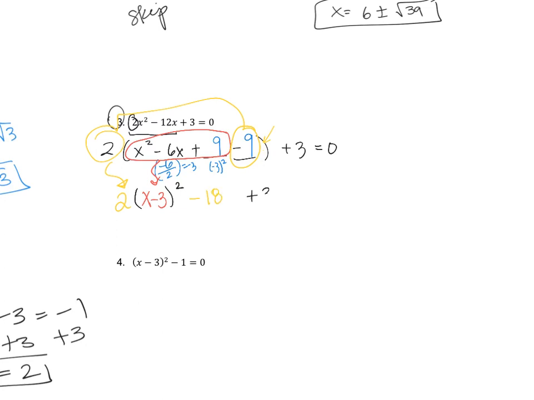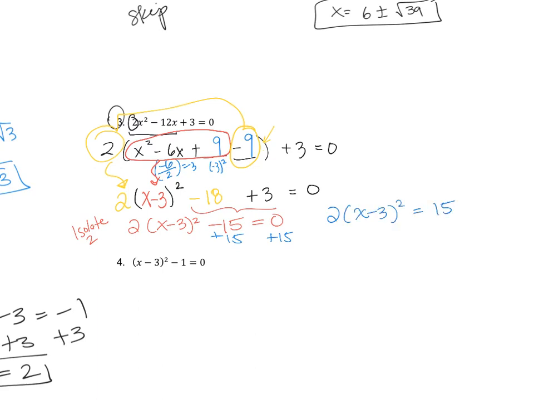We still have the plus 3 equal to 0. When we add negative 18 plus 3, these two together will become a negative 15. So we have 2 times x minus 3 squared minus 15 equals 0. Again, we want to isolate the thing that's squared. We've just turned this into the last problem, or last page. So we want to add 15 over, add 15. We get 2 times x minus 3 squared is equal to 15.